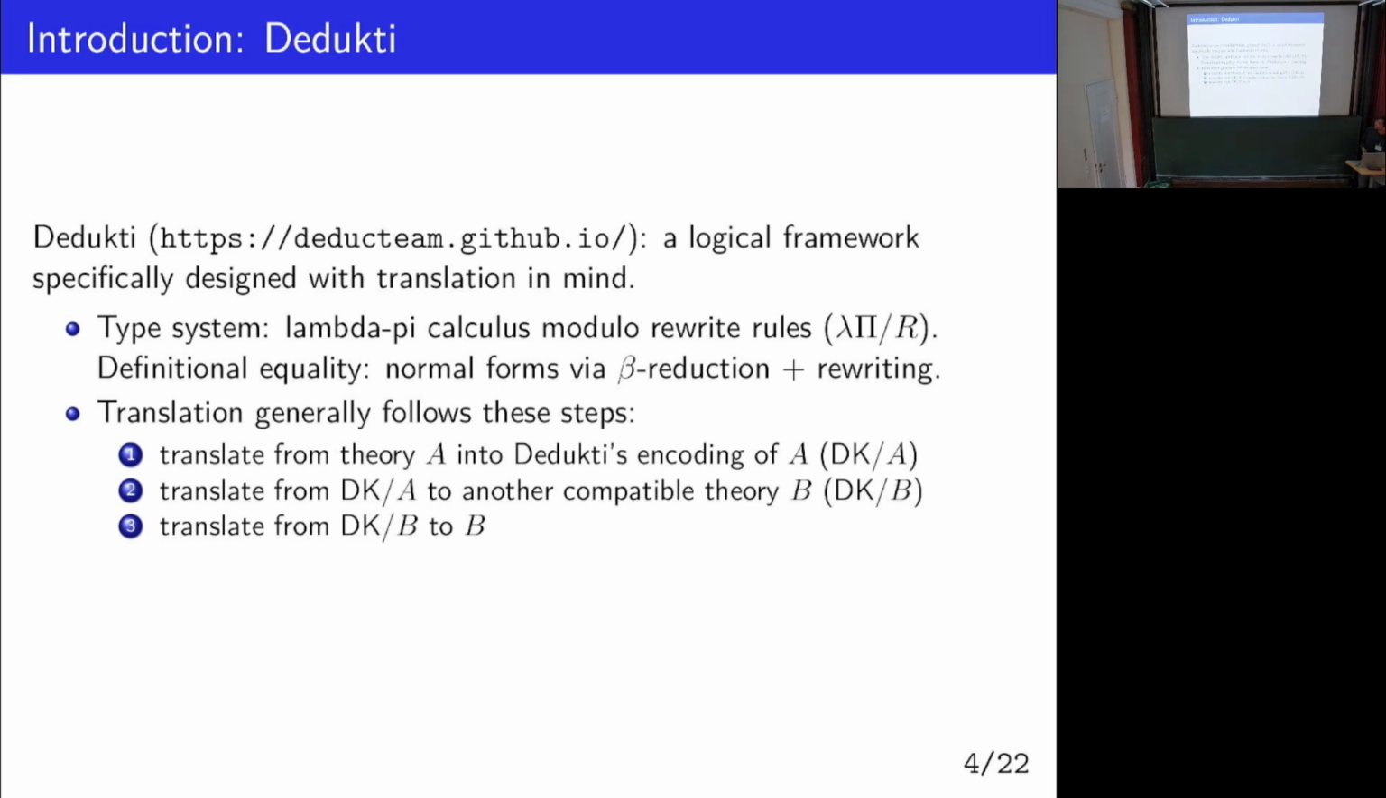So translation to Dedukti and from Dedukti follows generally these three steps. You first translate from your initial theory A into Dedukti's encoding of A, so we can call it dk mod A. And we then translate from dk mod A to another compatible theory B that's also been encoded in Dedukti, which we can call dk mod B. And lastly, we want to take those dk mod B proofs and output them to the target system, B. So we translate from dk mod B back into B.